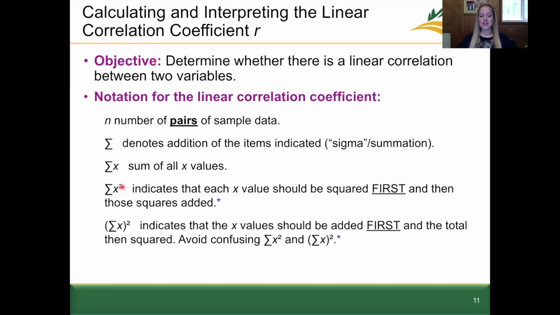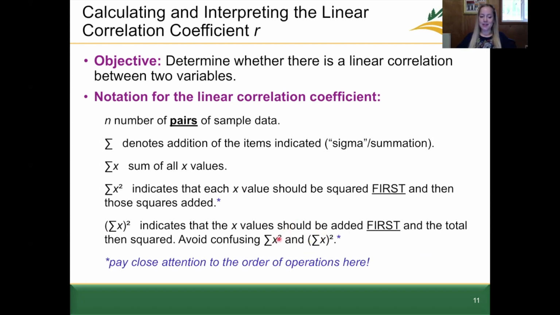Next, pay close attention to these parentheses. First here, we would add up all of our X values, then square that. So again, this notation indicates that the X values should be added first, or summed first, because this portion is in parentheses. Then the total of all of this is squared. Really, really importantly, this notation here is very different than this notation here. We will practice doing both of these in 10.1.